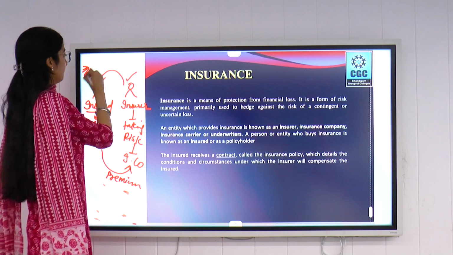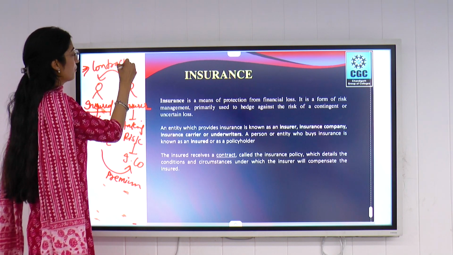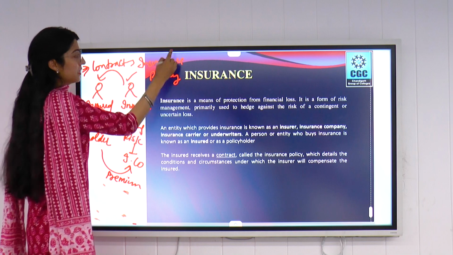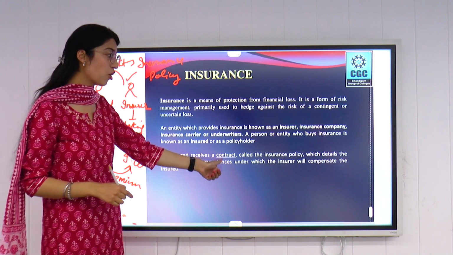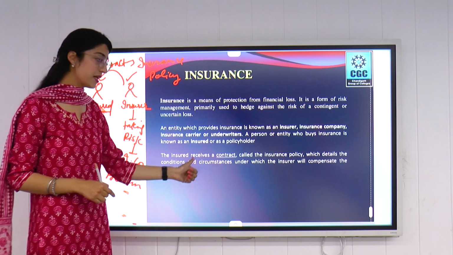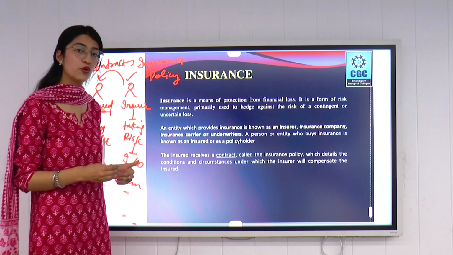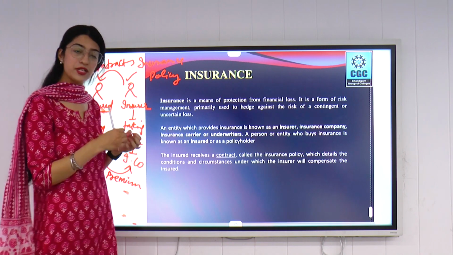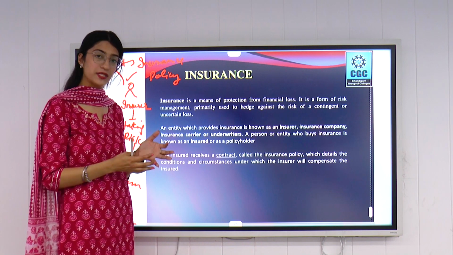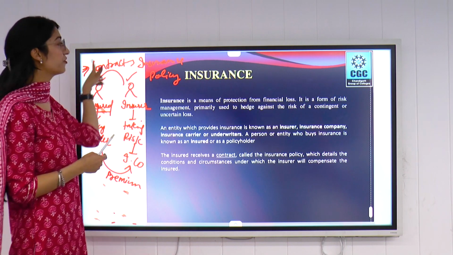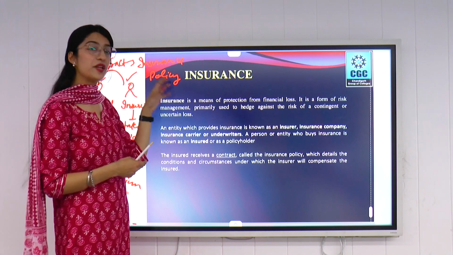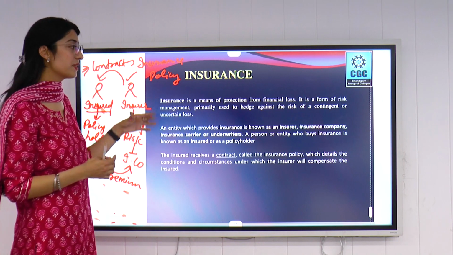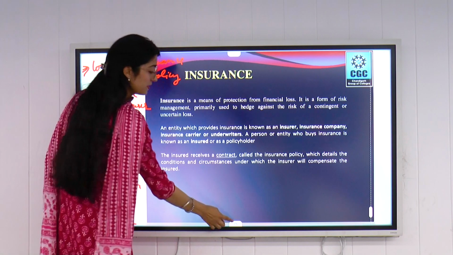For this, there is one contract which we call the insurance policy. An insurance policy is basically a contract which details the conditions and circumstances under which the insurance company is going to compensate. It will tell you the whole thing: what is included in the risk, what is not included, and what the assumptions are. All terms and conditions are part of that insurance policy. This is a very important document which makes the foundation of this whole process. So insurance is basically protection from financial losses.